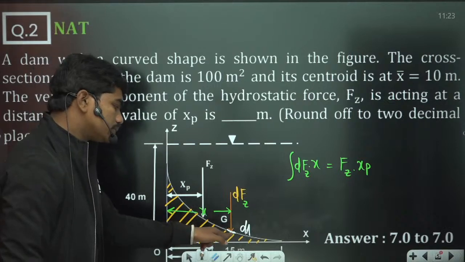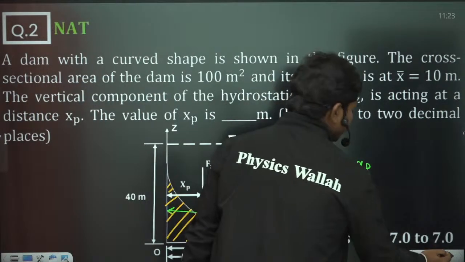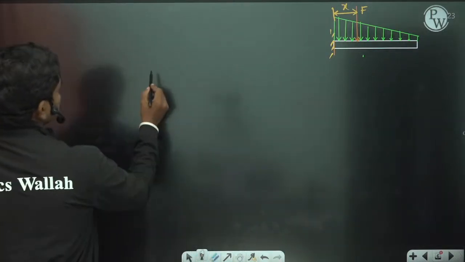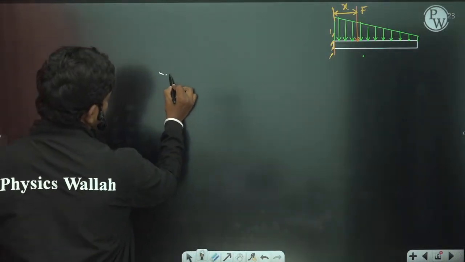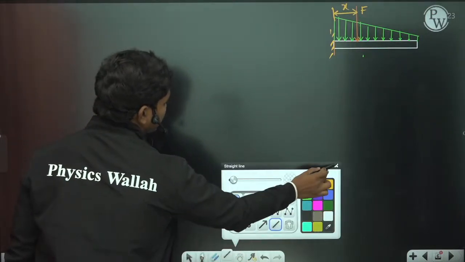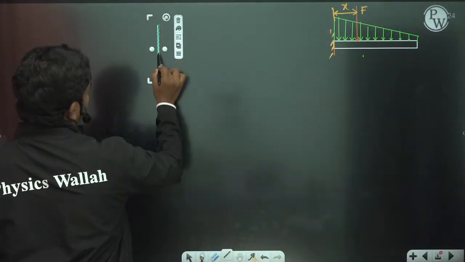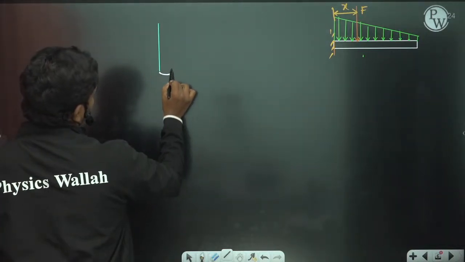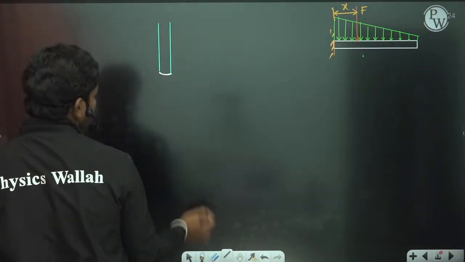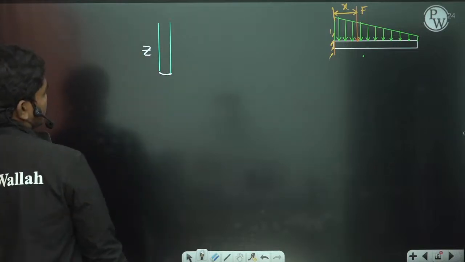Then if you take this small area, the force acting on this is dFz. Let us see how we can calculate the dFz value. You have taken some small element like this, and obviously above this there is some height of the water, as per the dam. So there is some height of the water from the free surface, and this is z, the height of the water from the free surface.